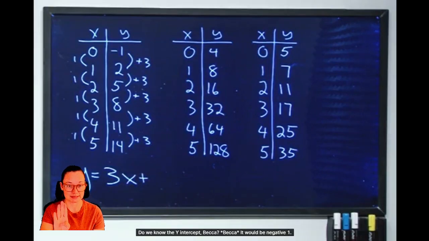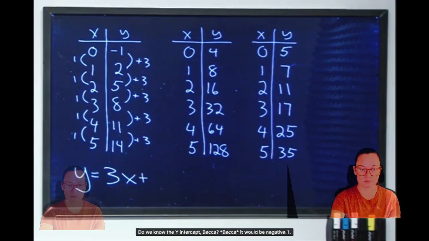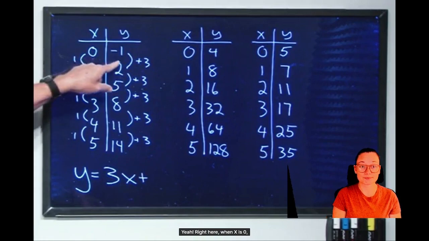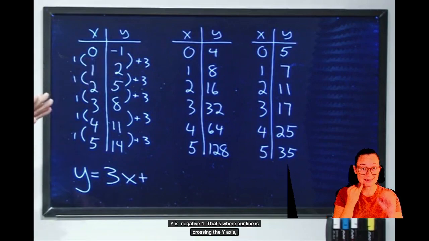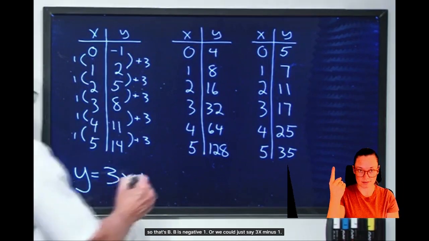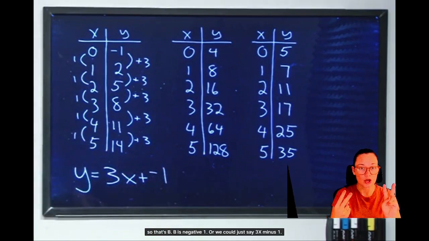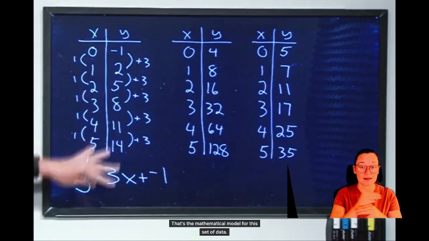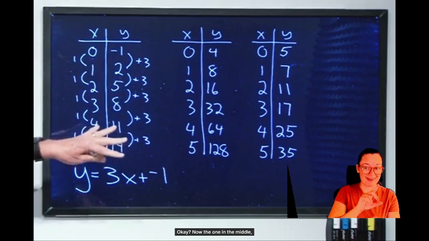Do we know the y-intercept, Becca? It would be -1. Yeah, right here. When x is 0, y is -1. That's where our line is crossing the y-axis. So that's b. b is -1, or we could just say 3x minus 1. That's the mathematical model for this set of data, okay?